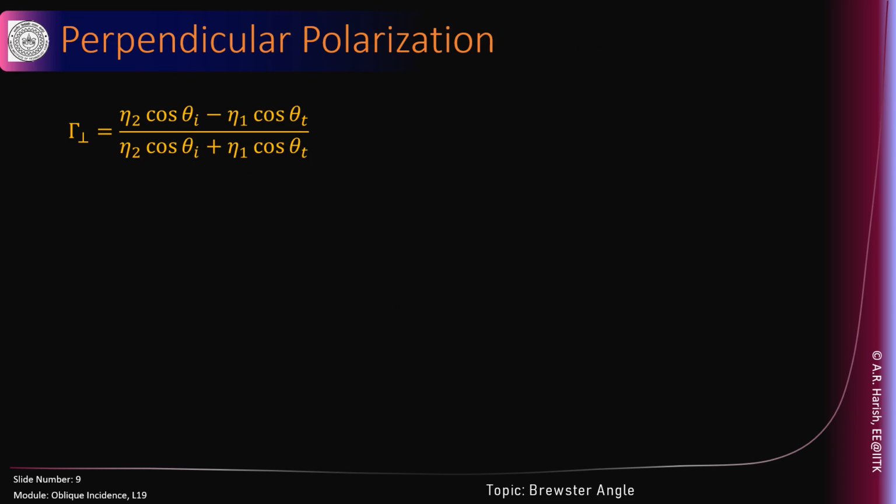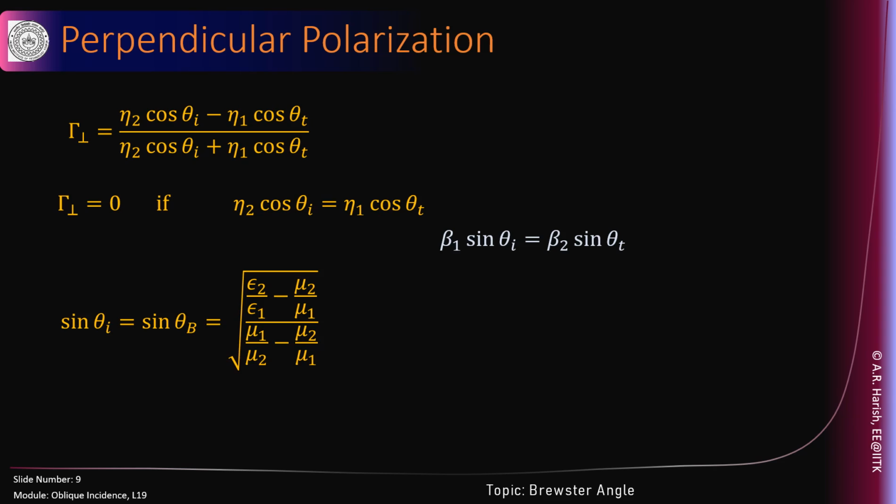Now, we ask the same question. Can we see Brewster angle in perpendicular polarization? Gamma perpendicular is given by this equation. We ask the question, when will gamma perpendicular go to 0? When eta 2 cos theta I is equal to eta 1 cos theta t. And if you introduce the Snell's law, beta 1 sin theta I is equal to beta 2 sin theta t into this equation, exactly the same thing. Square it up, write cos square as 1 minus sin square, and then plug this into that. If you do all that, you can show that sin theta b is given by this equation here.